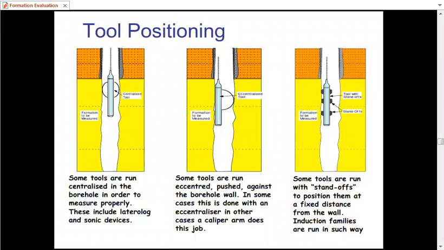It's the same idea here, using a caliper arm to drag or inflate on one side, and the other side is the tool position. But in a cased hole, the oriented perforation tool will guide the perforation gun in one side or one direction, or one phasing, to get the most efficient productivity from the formation.